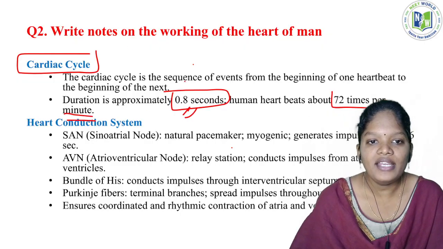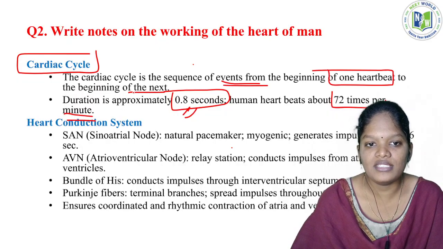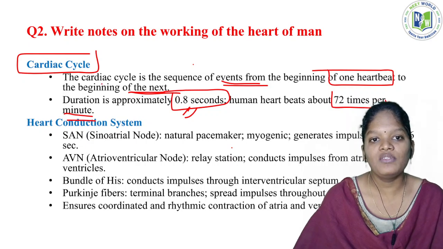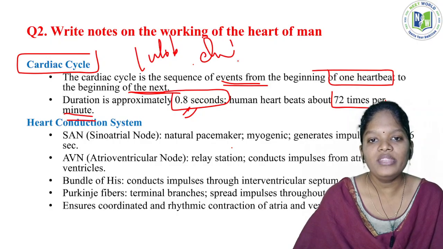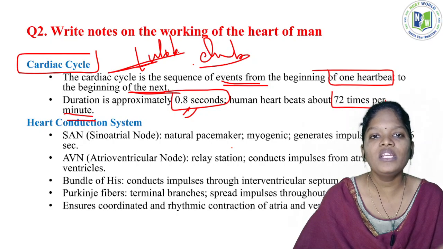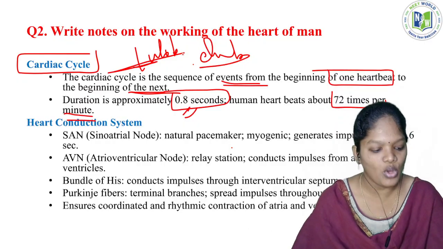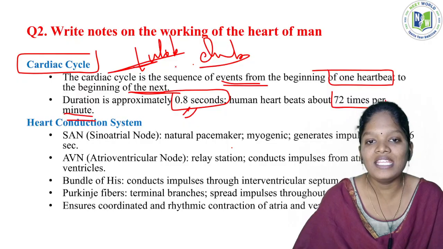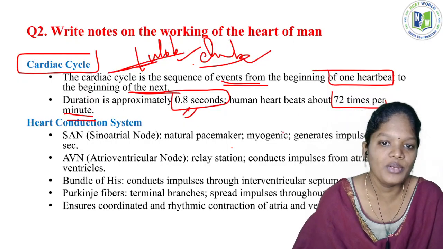The cardiac cycle is the sequence of events from the beginning of one heartbeat to the next. What will be the heartbeat? Generally it is lub and dub. How are these sounds produced? Because of the closing of the valves. We have studied all the valves, the tricuspid and others. By closing and opening, the valves create a sound, and that is called lub and dub. We are going to see about that.